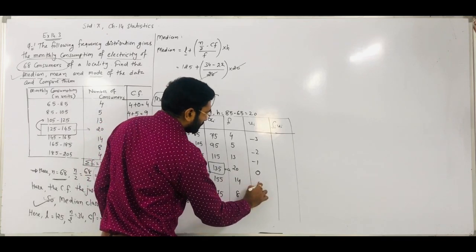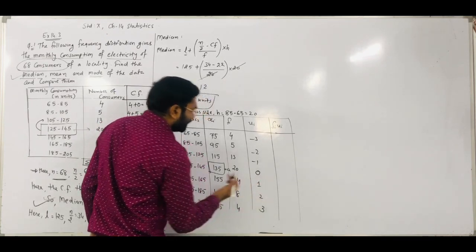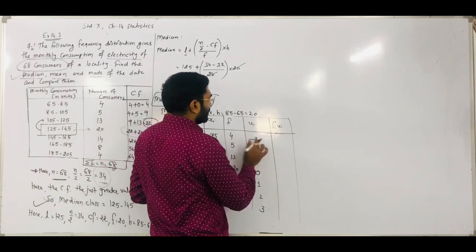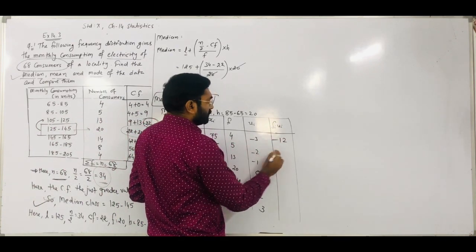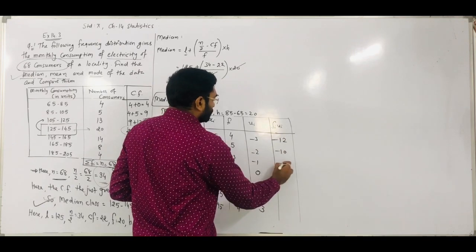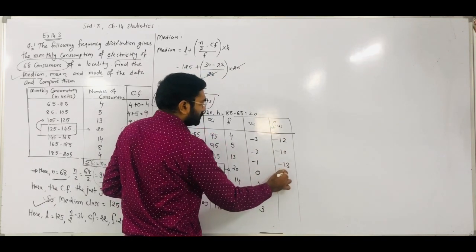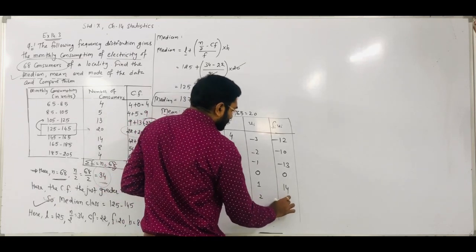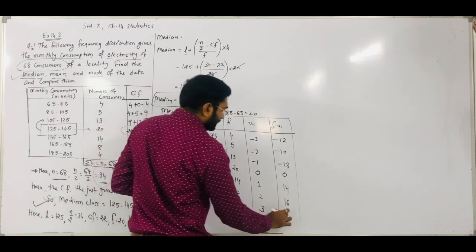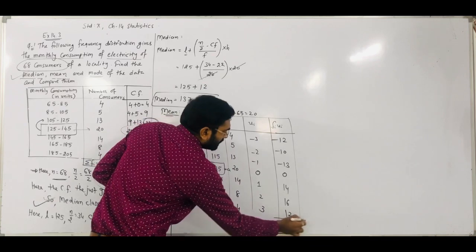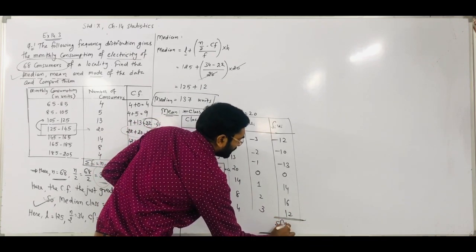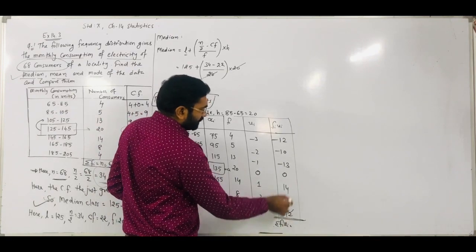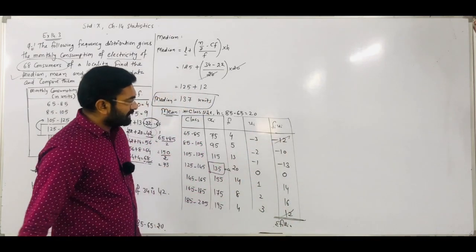In the lower one of the 0, positive values we have to write 1, 2, and 3. Now for fi ui multiplication we have to do 4 into -3 is -12, 5 into -2 is -10, 13 into -1 is -13, 20 into 0 is 0, 14 1s are 14, 8 2s are 16, 4 3s are 12. So here we have to write the sigma fi ui value. Right. So observe this 12 plus 12 and minus 12 is directly cancelled out.